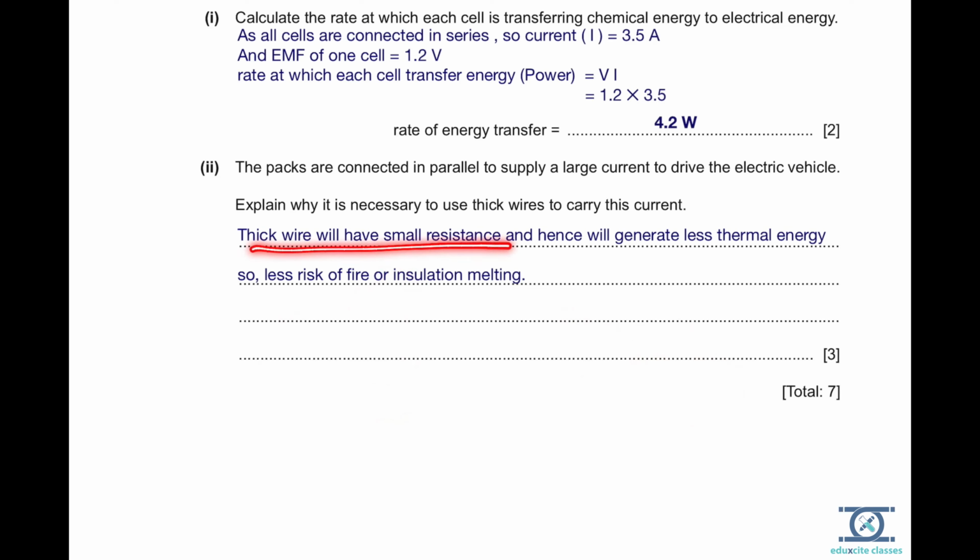So thicker wire will have less resistance and hence will generate less thermal energy, because resistance converts electrical energy into waste, unuseful thermal energy, by which the wire gets heated up. So there will be less risk of fire or of the wire's insulation melting. If we have a small resistance, it will produce less thermal energy, and as a result there will be less risk of fire or the insulation melting.